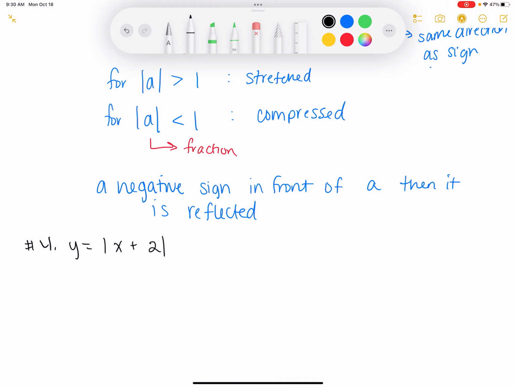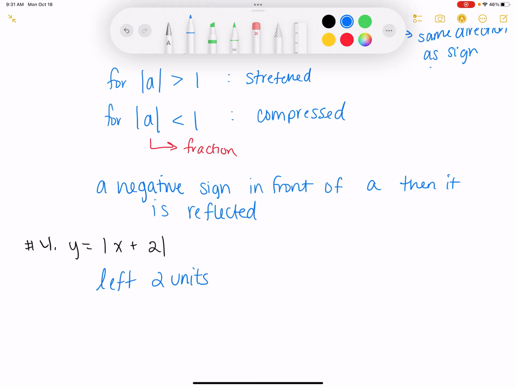Alright, so this one does not have an A value, so there's no compression, no stretch. There's no negative sign, so it's not reflected. So we're looking at the stuff inside the absolute value. Inside the absolute value, we go opposite the direction of the sign. So this is positive, so this means we're going what direction? Left 2 units. There's nothing outside the absolute value to make it go up or down, so that's all you would have to tell me for that one.